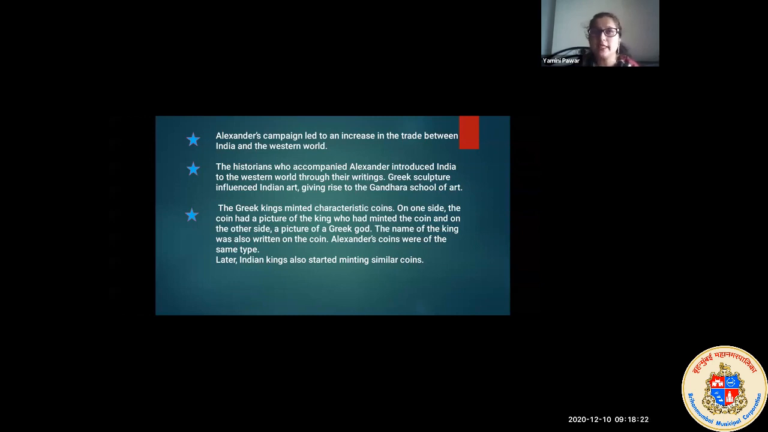Nowadays you can see money in the form of coins and also in the form of notes, but at that time, in the early stages, it was only in the form of coins. Now let's see how it was.